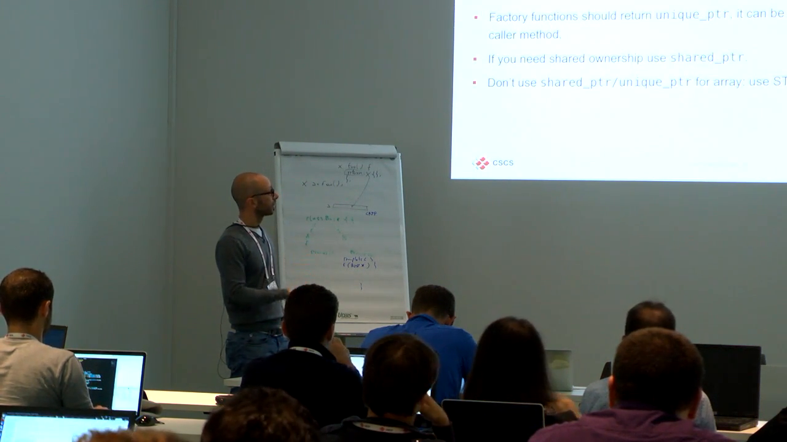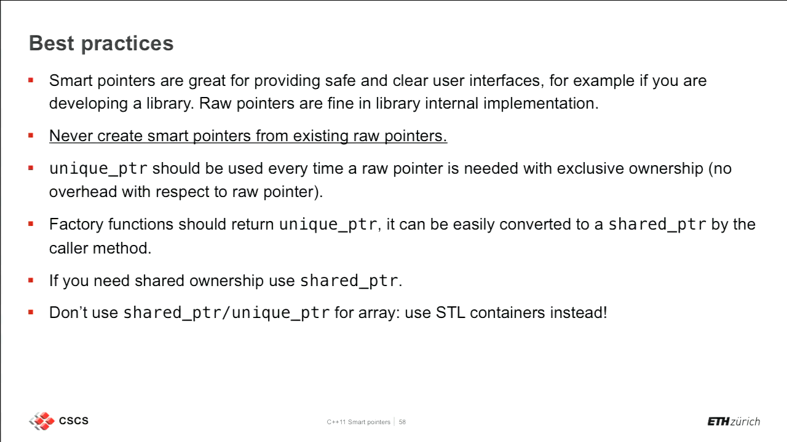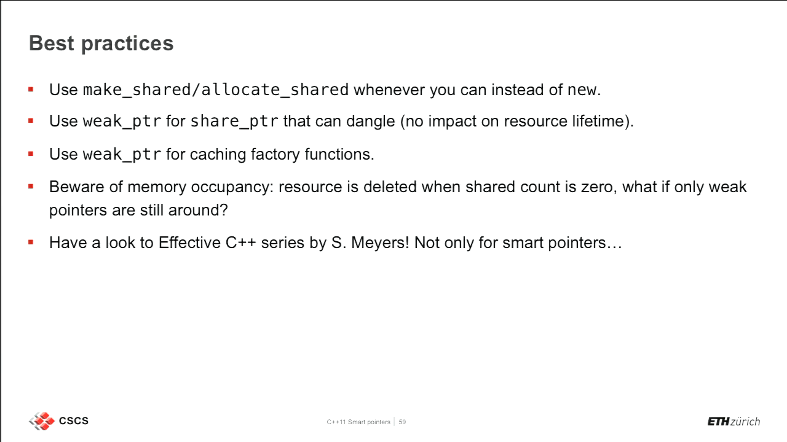Unique pointer should be used every time you need a raw pointer, basically. If you need shared ownership, in that case you have to use a shared pointer or weak pointer, of course, but if you need a raw pointer with unique ownership, the unique pointer should be your choice, because as I already told you, you don't have any overhead with this kind of smart pointer. This is the case, for example, of the factory function. I already told you not to use a unique pointer for array types, because in this case you can use a vector or an array. So the best choice in that case is not using a smart pointer.